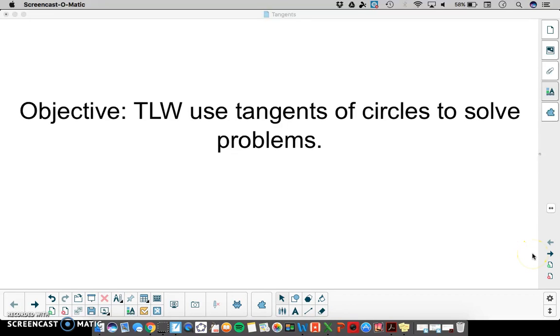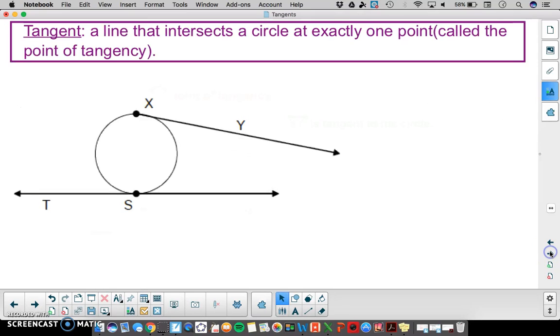In this video, the learner will use tangents of circles to solve problems. First, let's remember what a tangent is. A tangent is a line that intersects a circle at exactly one point, called the point of tangency.